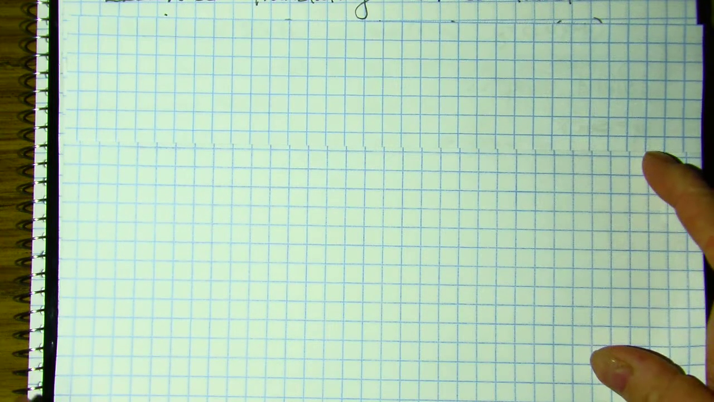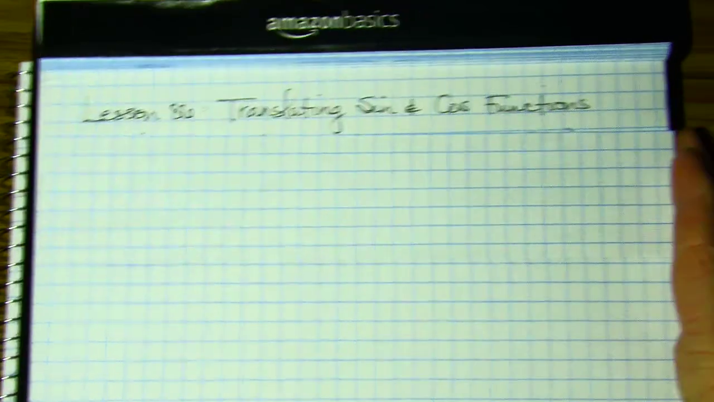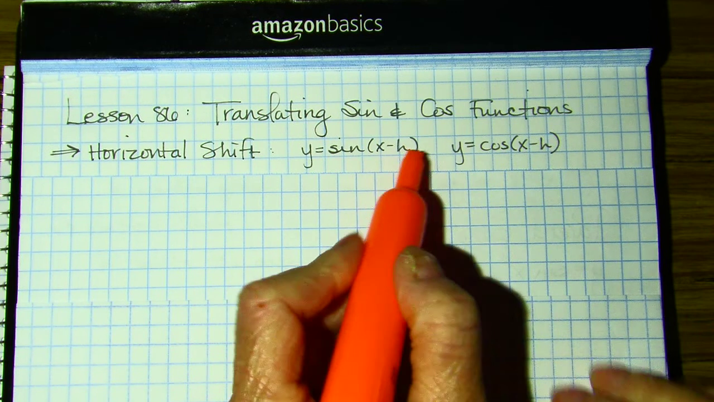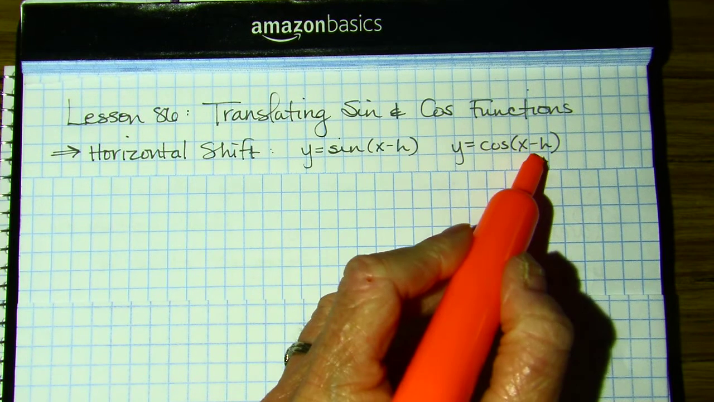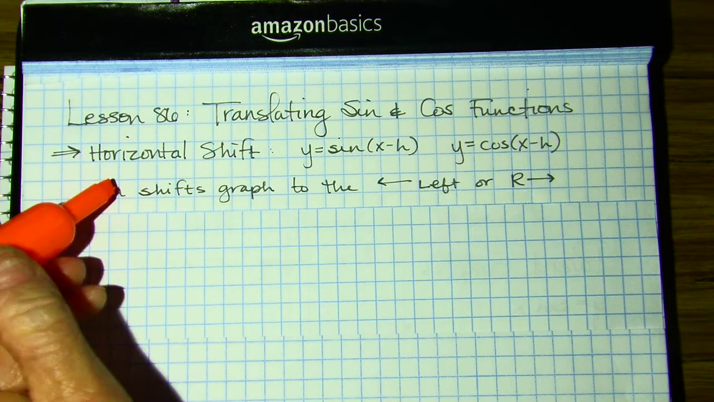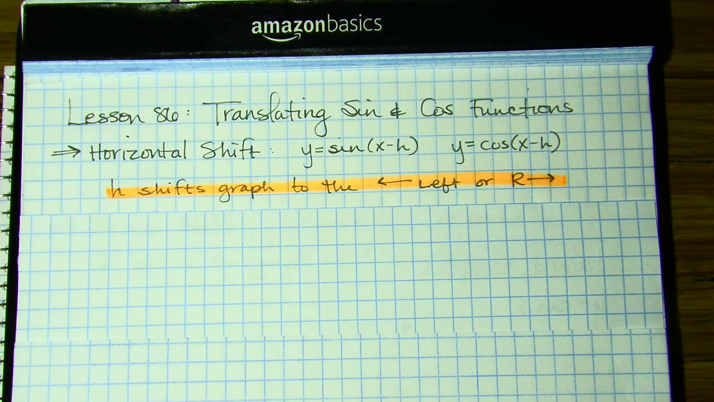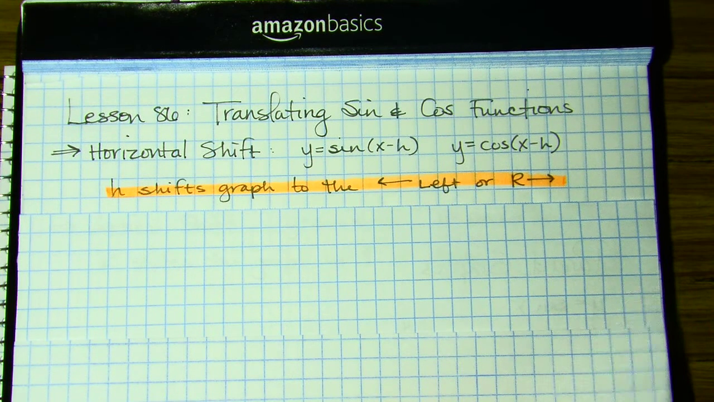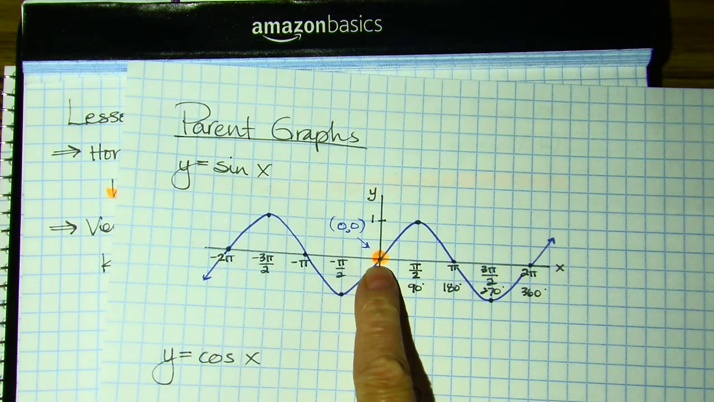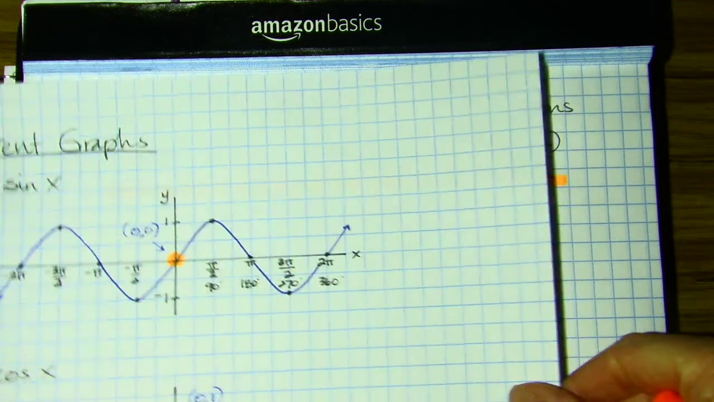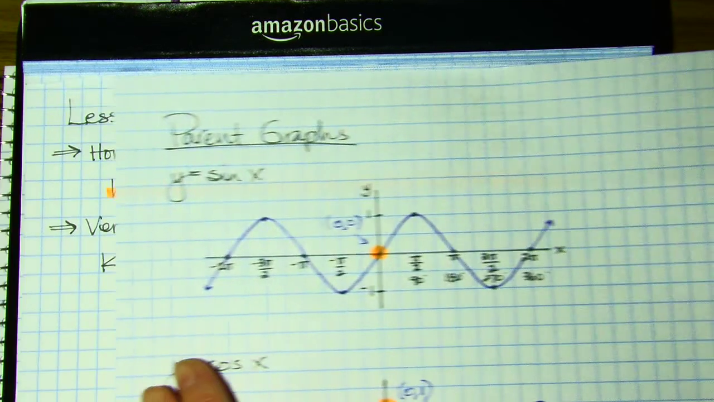So there are two ways to translate a graph. The first is a horizontal shift. Now, horizontal shift is going to be dictated by what is occurring in the parentheses. So h is going to shift our graph horizontally, which means it's either going to shift that initial point, this point here, to the left or to the right. So it's literally just going to move our graph either to the left or to the right.